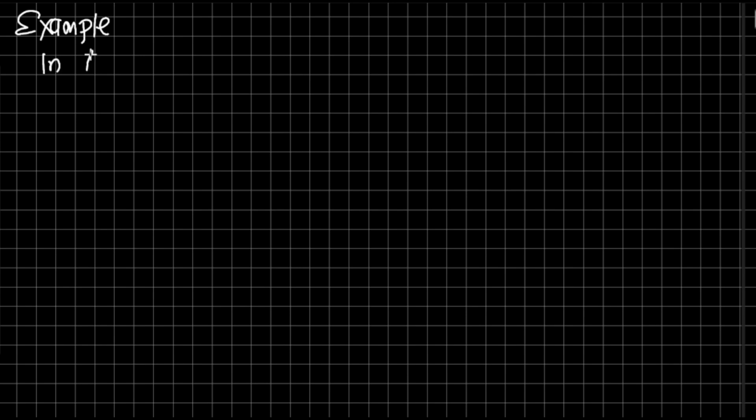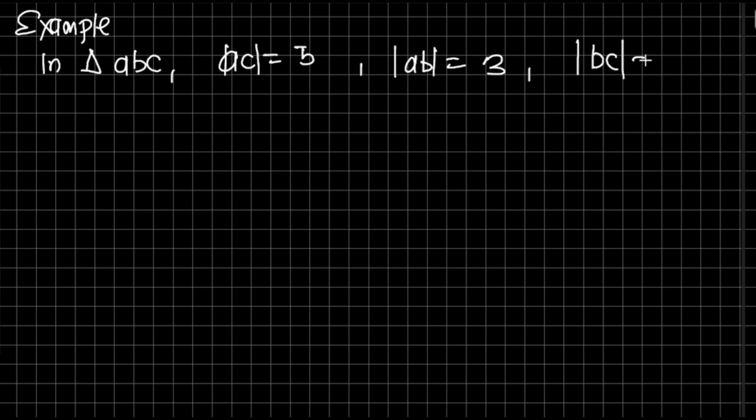So in triangle ABC, we have AC equals 5, the length of AC is 5, and the length of AB is equal to 3, the length of BC is equal to 7. Okay, calculate A, the measure of the greatest angle of the triangle.